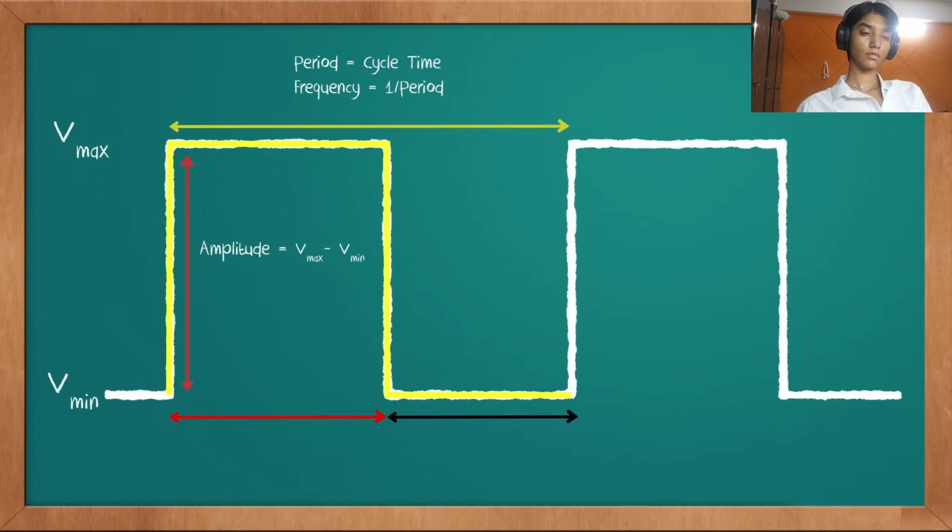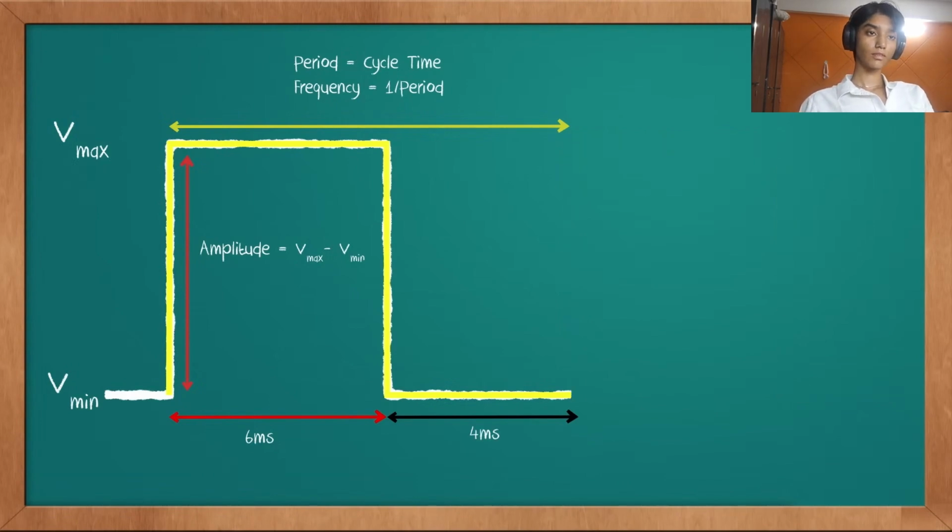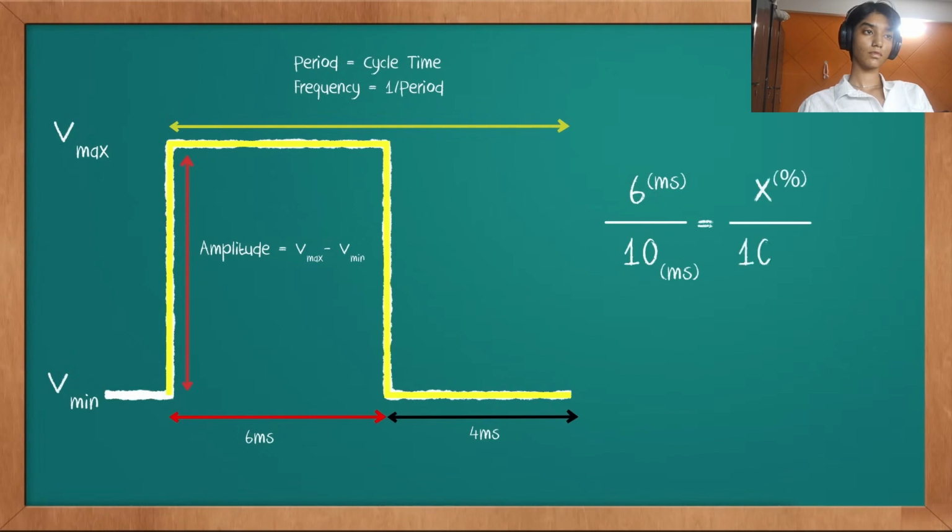To calculate the duty cycle, you need to know how much of the period the signal is high. Let us set our high time as 6 milliseconds, our downtime as 4 milliseconds, and our period as 10. Now, let's use a simple rule to calculate the percentage of the period in which the signal is high. 6 relates to 10 the same way as our variable in percentage relates to 100%. If you solve this, you'll see that you get 60%, meaning that the signal is high 60% of the time.